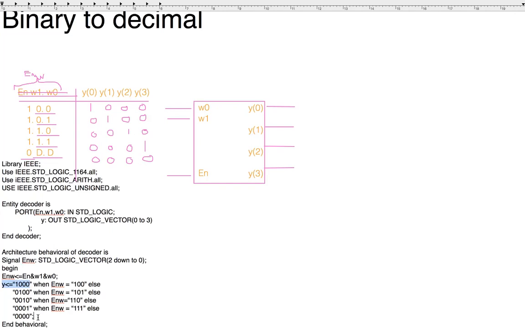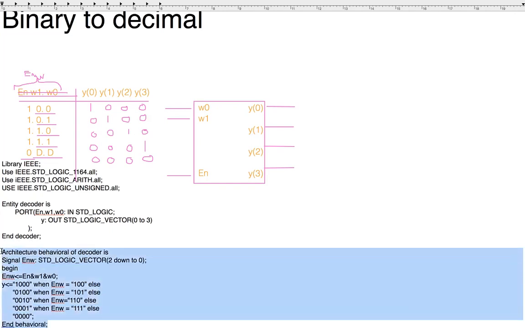For the with select statement, you would just have "with ENW select", and then you have the Y set equal to this. You wouldn't have this statement right here. You just have the values, and then instead of the else, you'd have a comma, and finally the output when others, and then the semicolon. So then we ended the behavioral, and that should be our decoder.